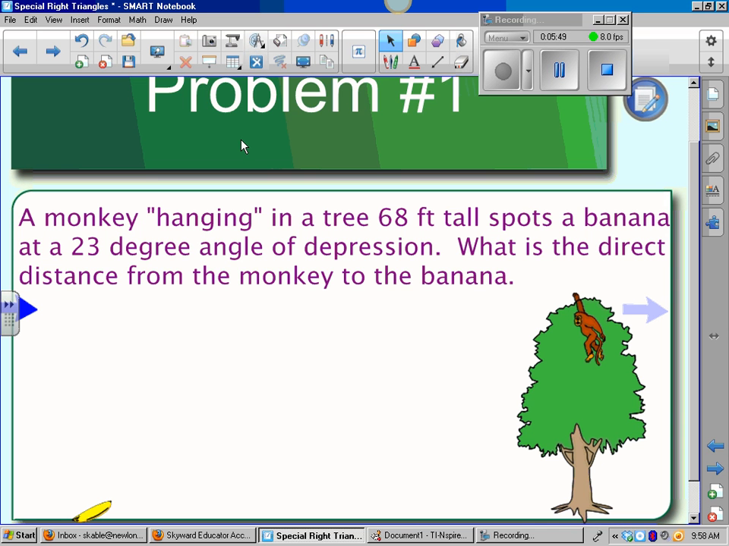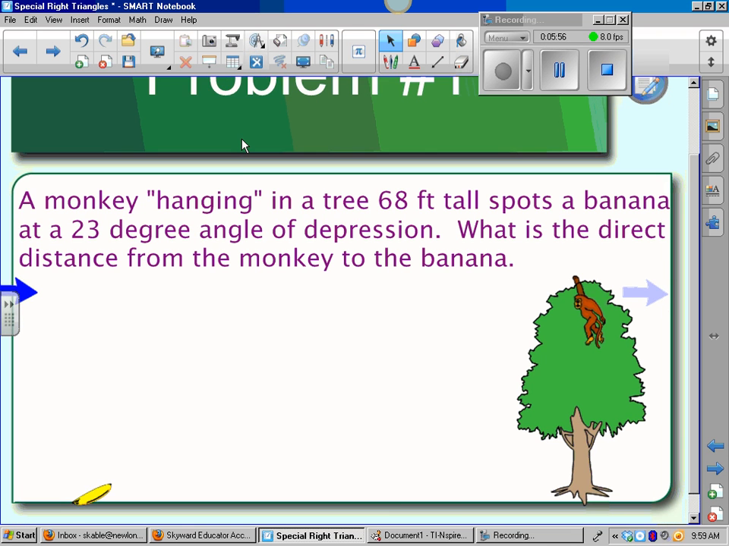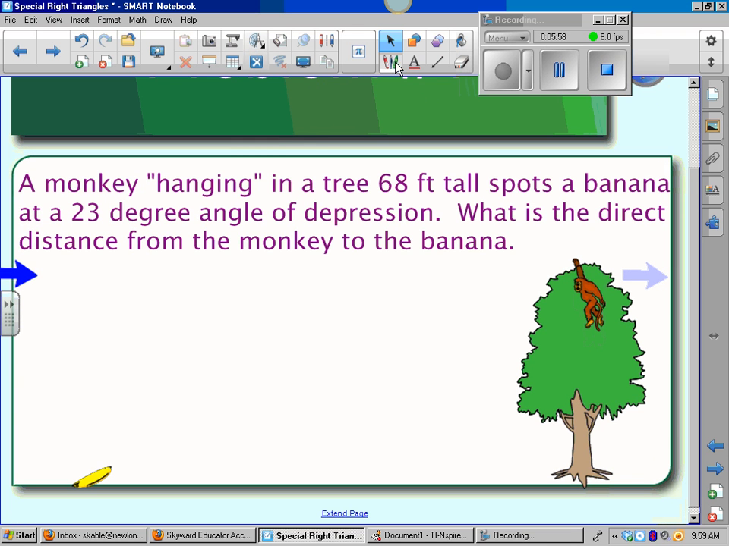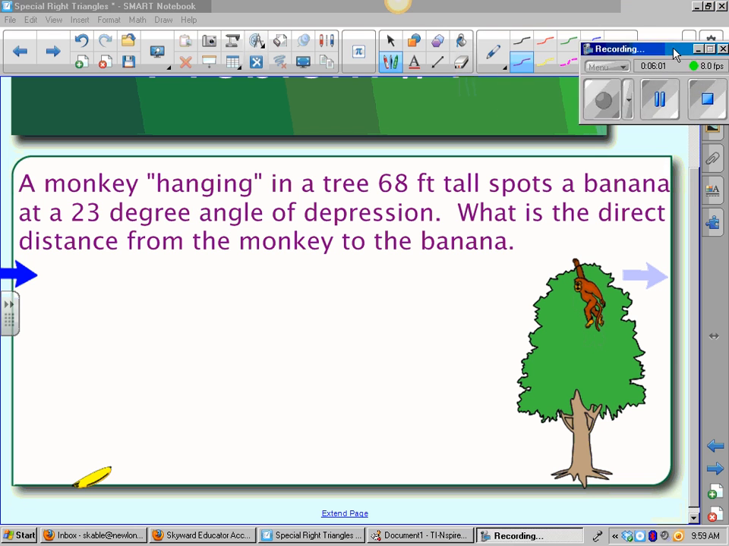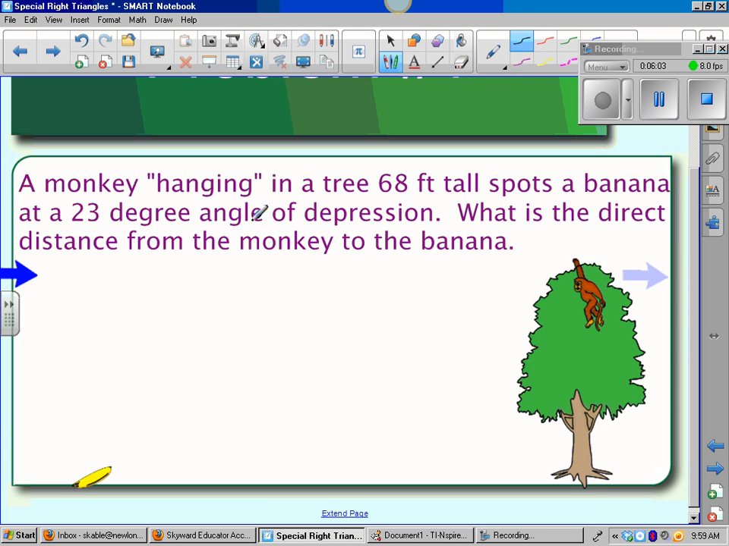So we have a monkey hanging in the tree, 68 feet tall, who spots a banana at a 23-degree angle of depression. What is the direct distance from the monkey to the banana? So what you're basically doing is working on being able to find that direct distance. So we're going to draw a picture in.